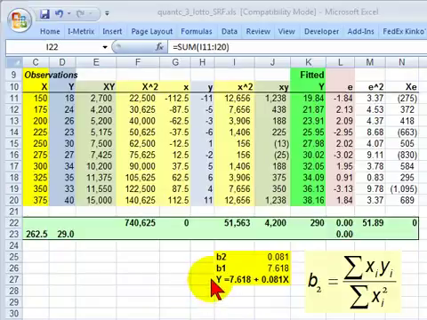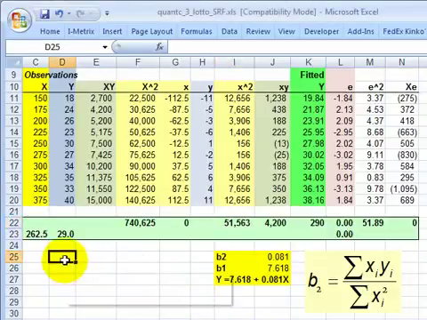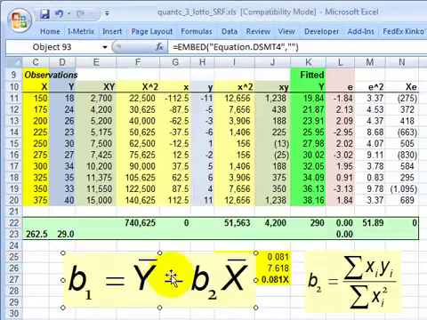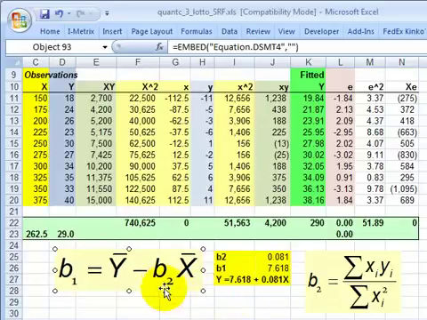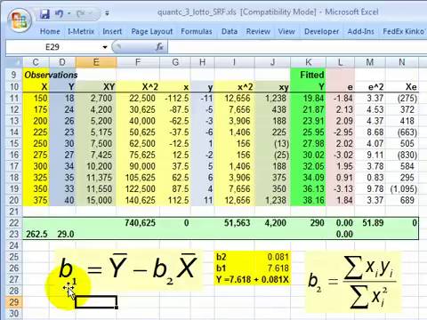How do I get B1, the intercept? Well, that's easy because I can use this formula here. I can simply take B1 is equal to the average y minus the slope that I just calculated multiplied by the average x. Why can I do that?